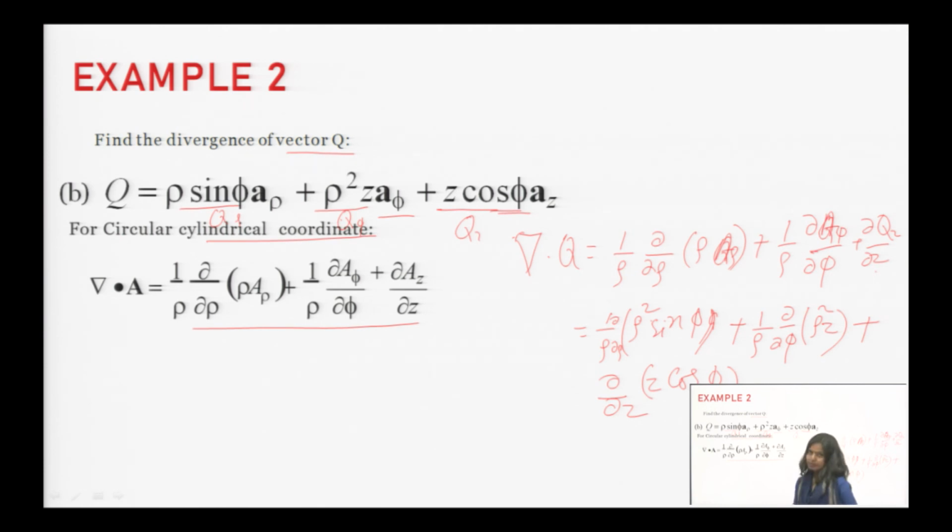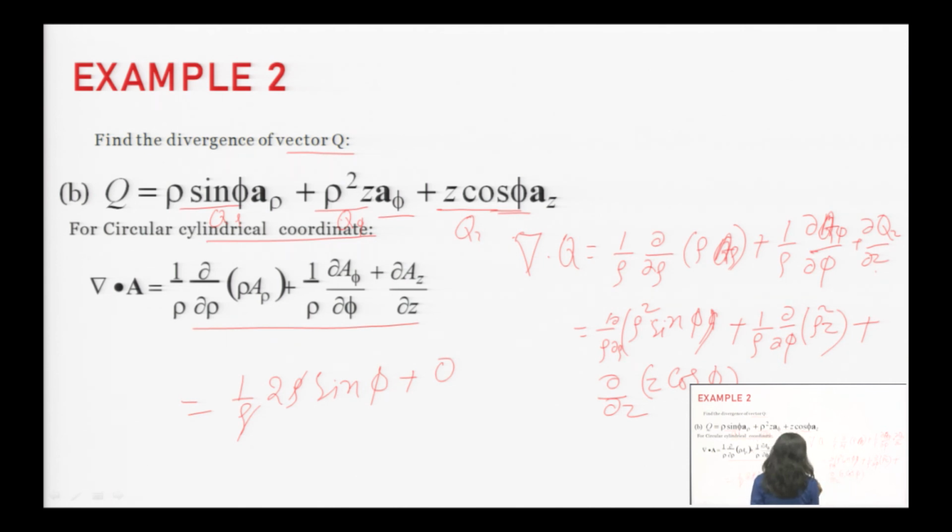Now we need to simplify this, and after simplifying it will give 1 by rho, 2 rho sin phi. Rho will cancel out, plus here as no phi term is there, the differentiation of this term will be 0, and finally 1 by rho multiplied by 0 will be 0.